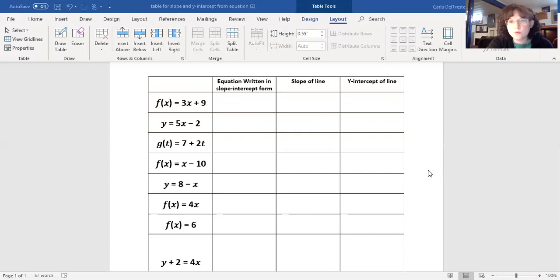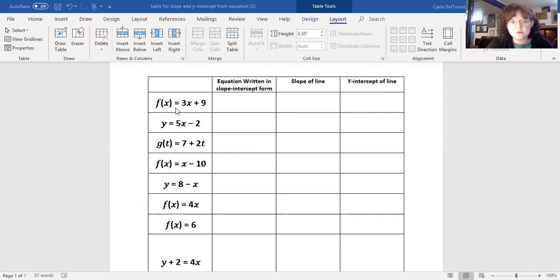So if we keep that in the back of our minds, we should be able to explore these formulas and understand the slope and the y-intercept. If I take a look at f of x equals 3x plus 9, and by the way, you have this file in Blackboard. It's called the Table for Slope and Y-Intercept from Equation. You can download it and work out the ones that I'm not going to do in this video, because I'm not going to do them all. But let's look at the first one together.